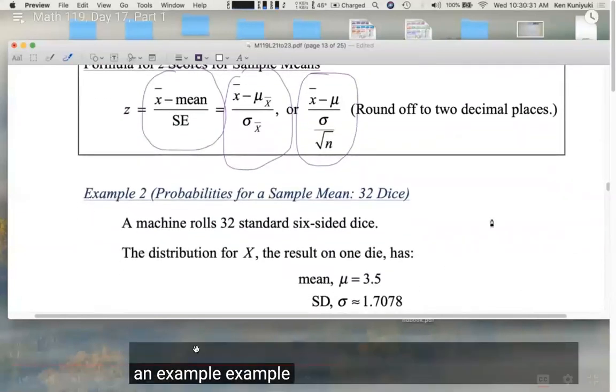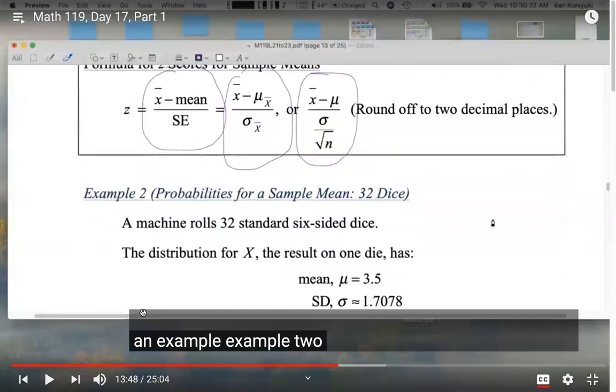An example. Example 2. I want to make a comment. I believe in the next example, I actually use the formula over here, but many students just plug in numbers directly into the final formula here. But you have your choice. Here I kind of separate it out. If you think more in terms of theory, I kind of build it up this way.